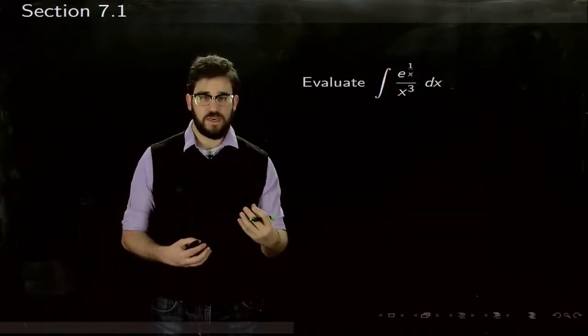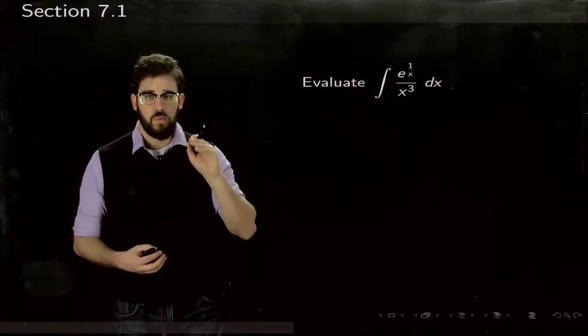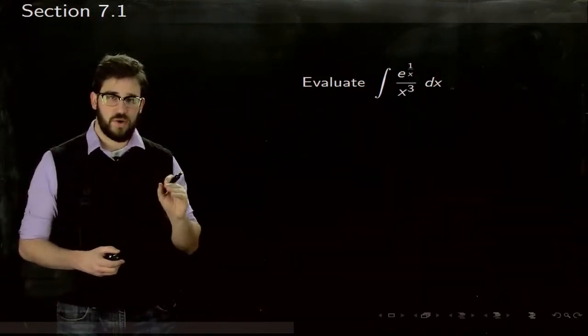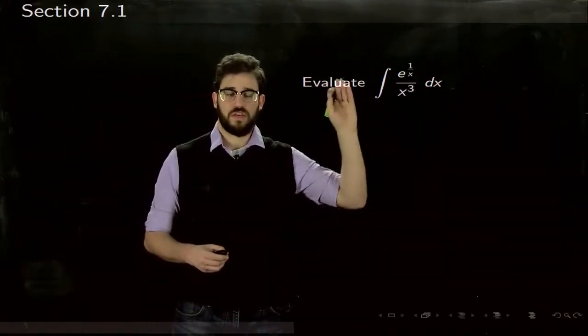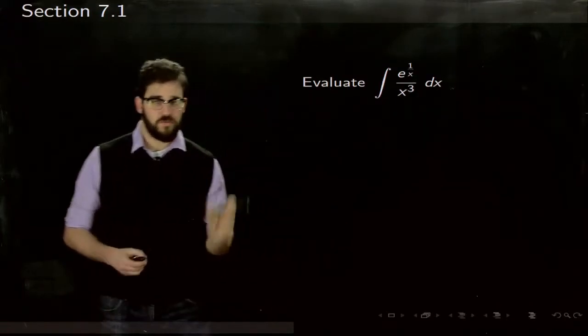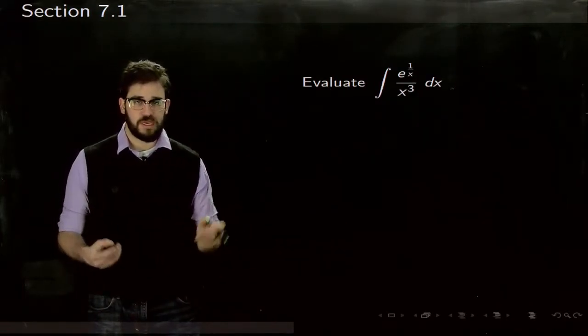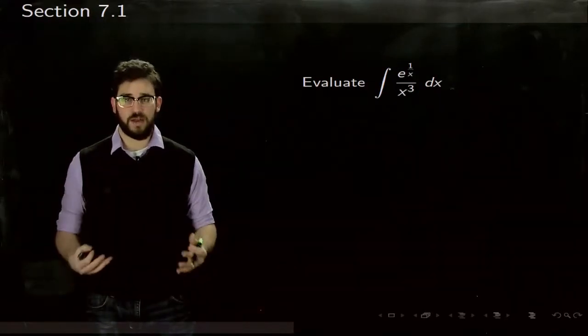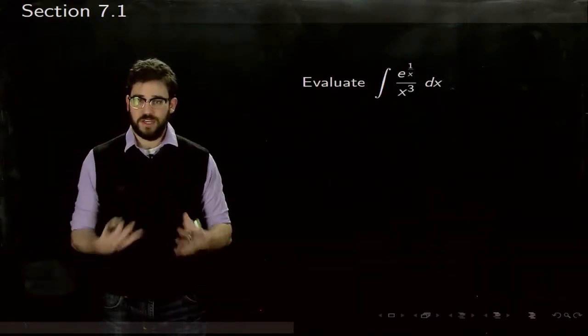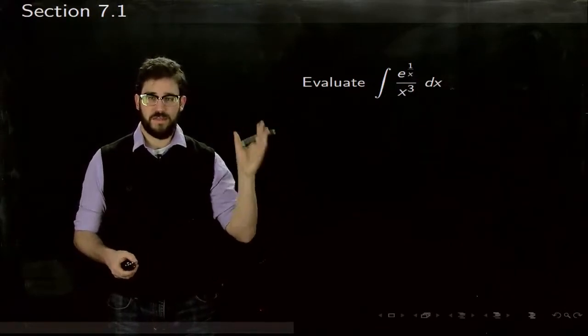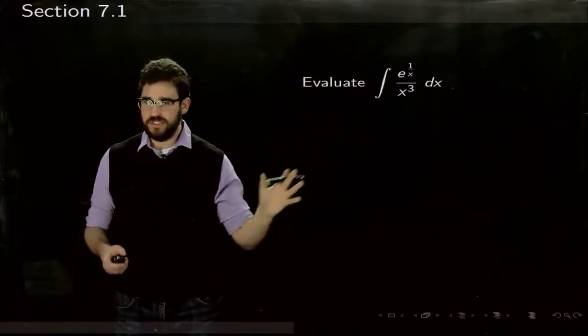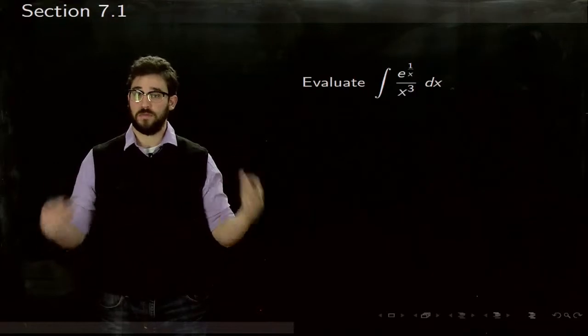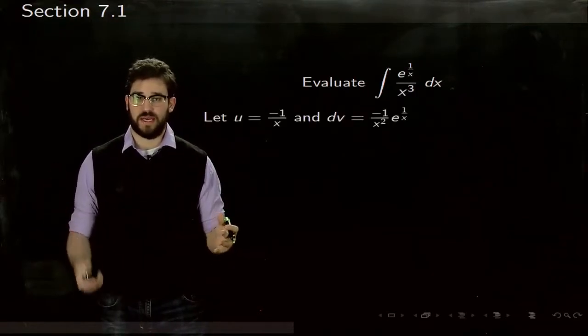Because if our dv is negative 1 over x squared e to the 1 over x, then our v should just be e to the 1 over x, which gets rid of a whole lot of terms. So we can just evaluate that and have that be our v, and just let the remaining stuff be our u. So that's exactly what I did.